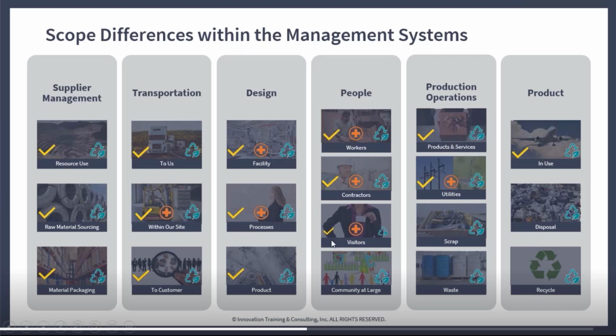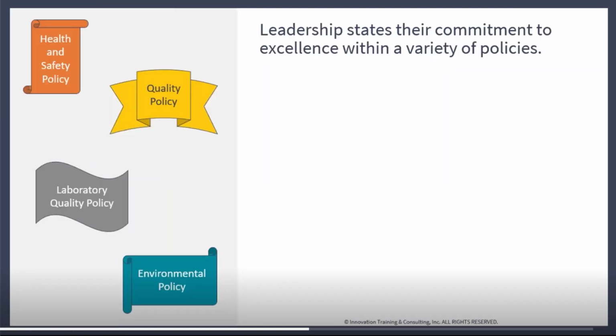So the next thing, once we understand the scope, is we say, all right, how good do we want to be? And this is where the leadership sets that tone in the policies that they sign up to.